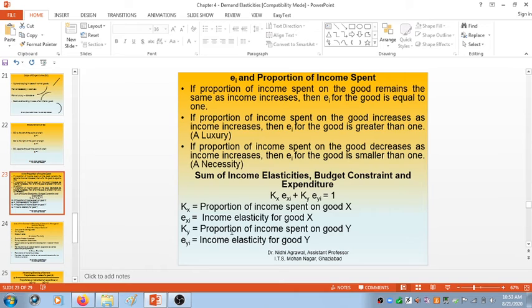What is the meaning of KX? KX is the proportion of income spent on good X, and EXI is income elasticity for good X. KY is the proportion of income spent on good Y. I am talking about only the case of two goods, X and Y. And EYI is equal to income elasticity of good Y. When we substitute these four values in this formula, then we will have the total value equal to 1.